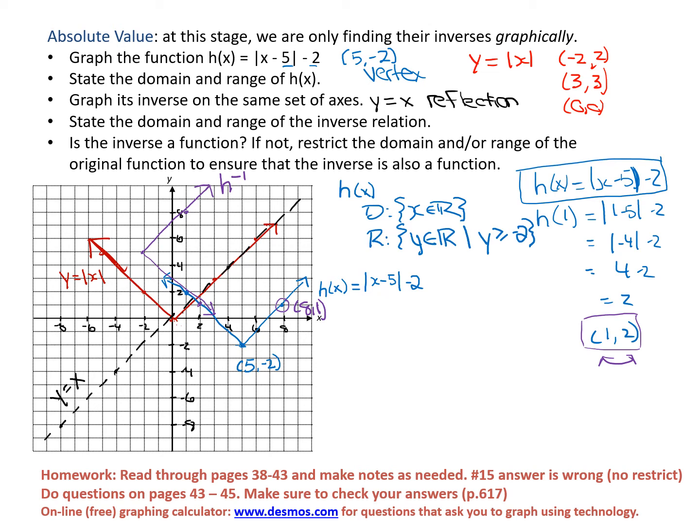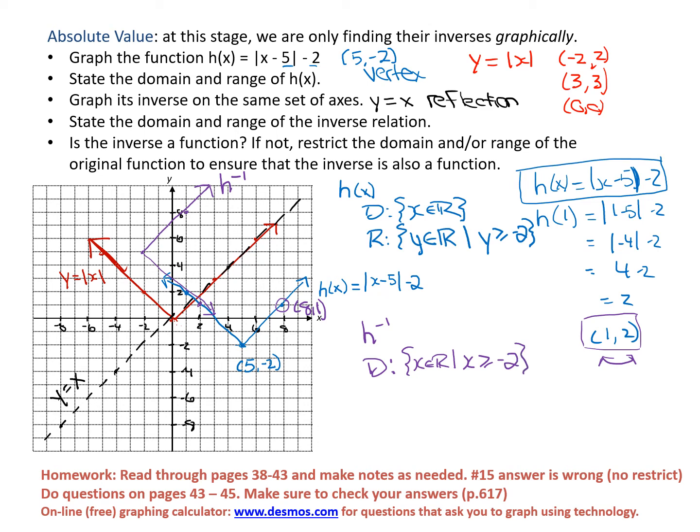The second last bullet says state the domain and range of our inverse. Remember the domain and range. Look at our domain, look at the picture. It's the vertex, the furthest to the left we go is -2, and then it goes off to the right from there. So x is an element of real numbers, such that the graph will utilize everything from -2 and then to the right.